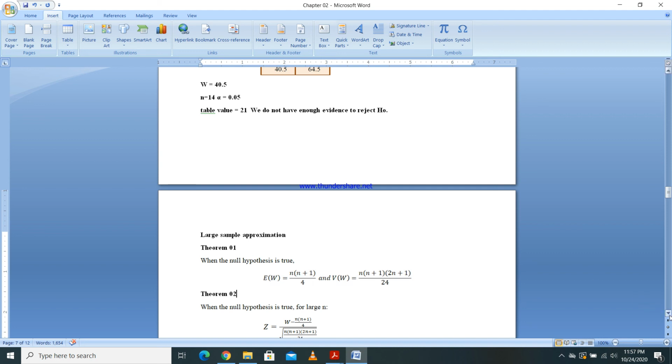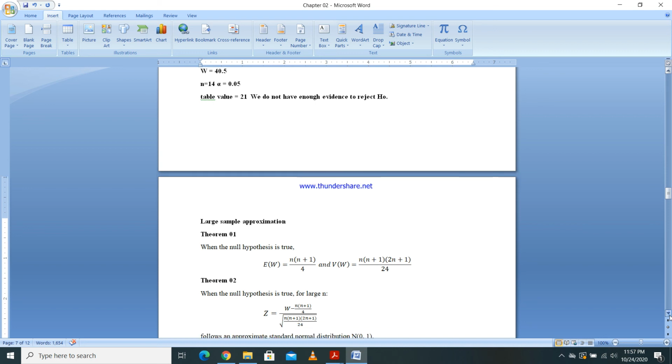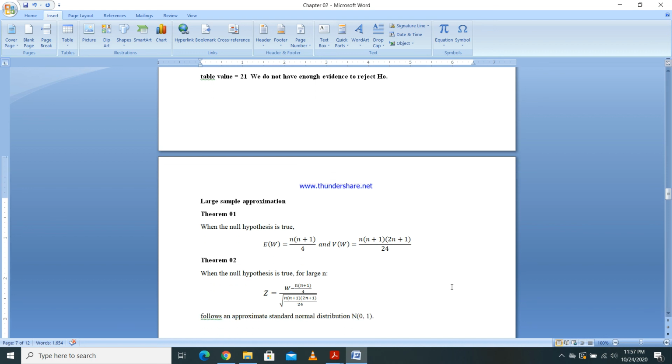So this is the expected value and the variance of the test statistic, right? You don't have to memorize these equations. If you have to use them, I'll be giving the equations in the exam. If you want to use the large sample approximation, where you have a sample size greater than 15, then you can use it in a Wilcoxon sign rank test, where you can convert the data set into a normal distribution.